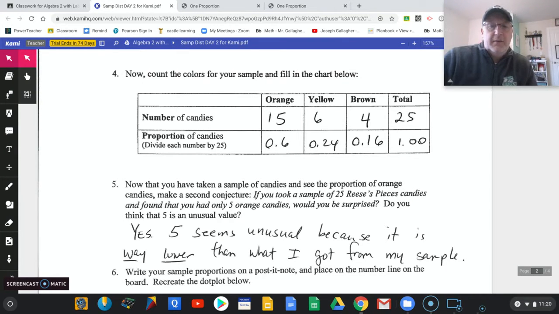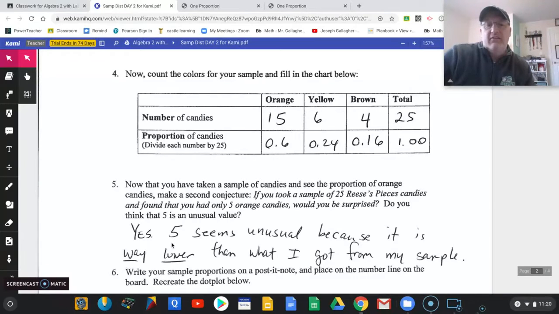Now that you've taken a sample of candies and you see the proportion of orange, make a second conjecture. Make a second guess. If you took a sample of 25 Reese's Pieces candies and found out that you only had 5 orange, would you be surprised? Well, based on just the sample I have here, because I got 15 the first time I did it, I'd be surprised if I only had 5 the next time.